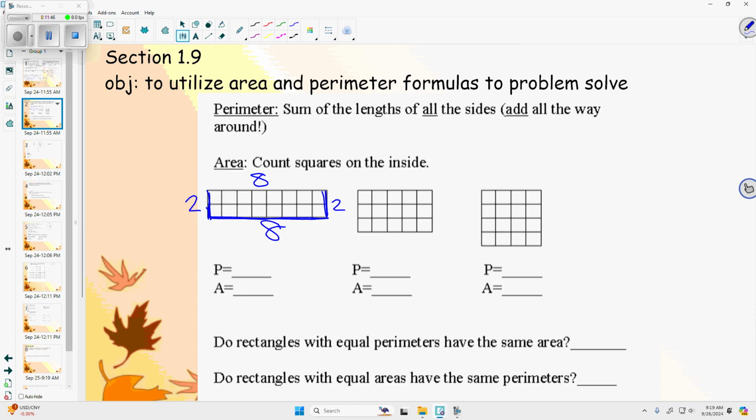So what is our perimeter? 20. What's our area? 16, because then I'm counting 1, 2, 3, 4, 5, 6, 7, 8, 9, 10, 11, 12, 13, 14, 15, 16. So then we're counting up how many boxes are on the inside. See if that changes your answer on the next one before I ask for perimeter. So I'm going to just pause for a second and let you recount. Because we added 2 plus 8 plus 2 plus 8. We went around the outside.